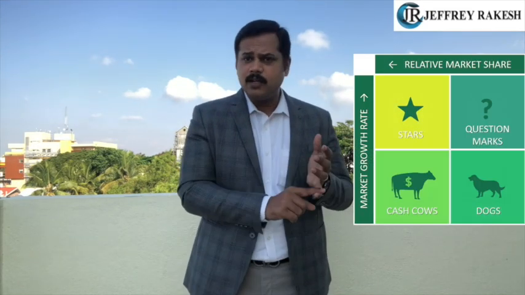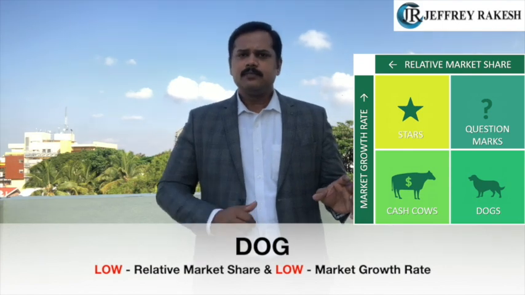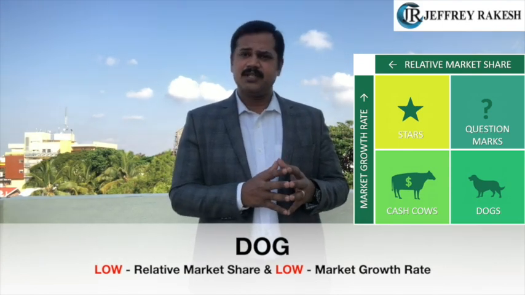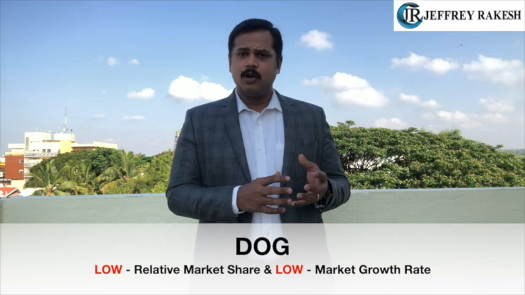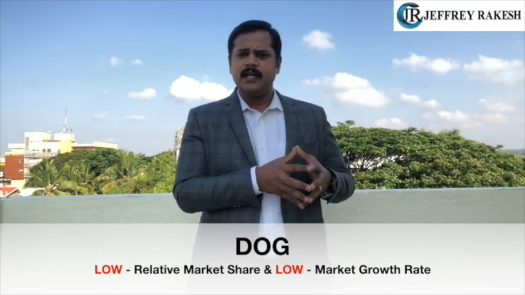Now the last quadrant that we see, where your relative market share is low and your market growth rate is low, BCG calls a dog category. Dogs are the ones which don't give you money, which are almost at the phase of dying. So the best thing to do with a dog category of a product, which is in the decline stage of your product life cycle, would be to divest.